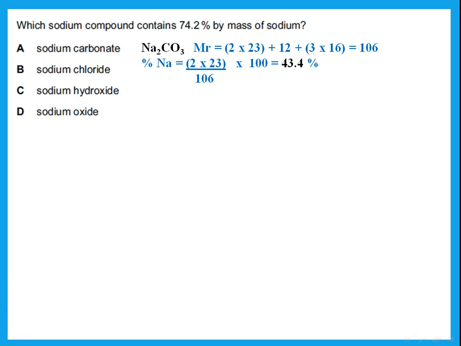So 2 times 23 over the total times 100, that is the percent sodium. And we do the same for the others. Sodium chloride, this is the formula of sodium chloride, molecular mass of sodium chloride.